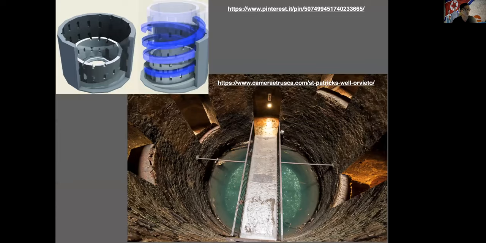This is what a double helix looks like. If you look at it carefully, there are two parallel staircases winding around each other where they never meet. And then the three-dimensional model on the left side shows that there are double tubes, a smaller tube inside and a larger tube outside, and in between those tubes are where the staircases are, as you can see in this picture. Now, this is at the bottom of the well, and you can still see that there's water even today.